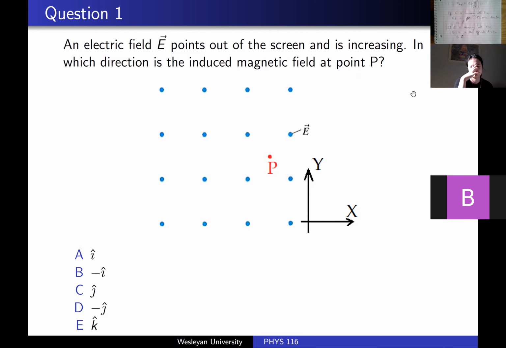Let's go to the breakout rooms. I know this is a slightly confusing question. Remember the principle we're going to be using is this Ampere-Maxwell law, this idea of displacement current. It's not a changing B field, it's a changing E field, so don't try to use Faraday's law. I'll send you to the breakout rooms to discuss it for a couple of minutes, and then we'll come back.